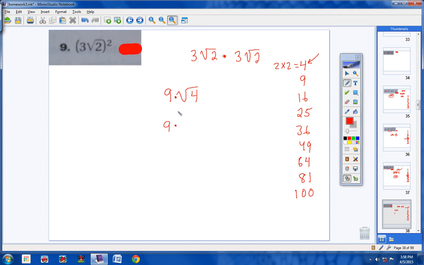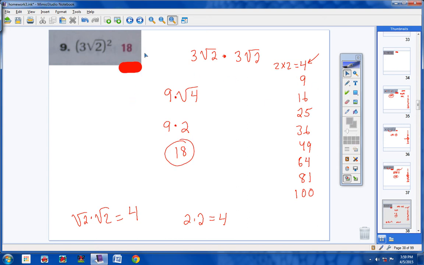Now, some students get confused, and for the square root of 4 they put the square root of 2, and that's incorrect. The square root of 4 is not the square root of 2. How do I know that? Because the square root of 2 times the square root of 2 is not 4. 2 times 2 is 4. So the square root of 4 is 2. So 9 times 2, which is 18. So the answer is 18.